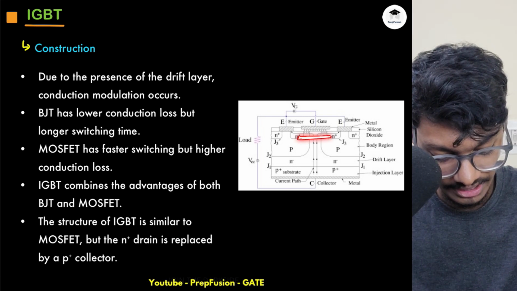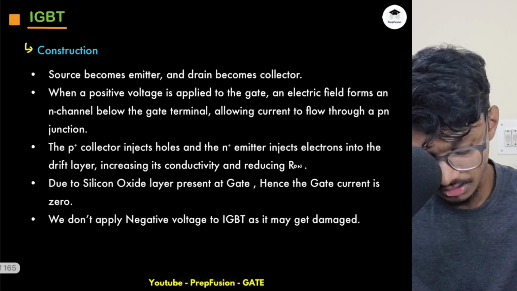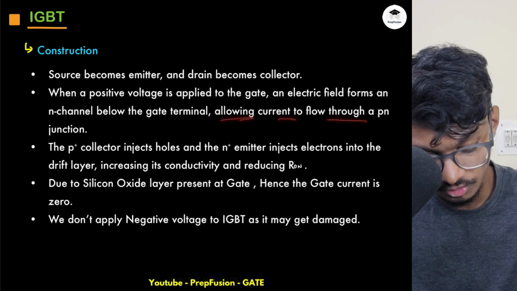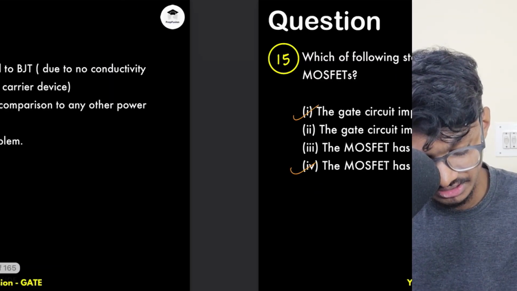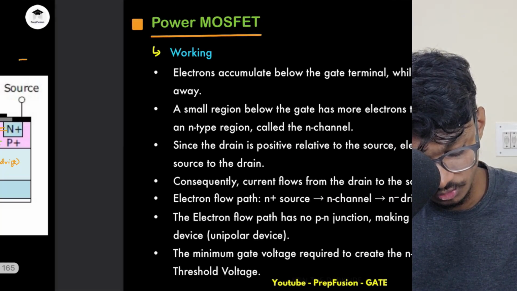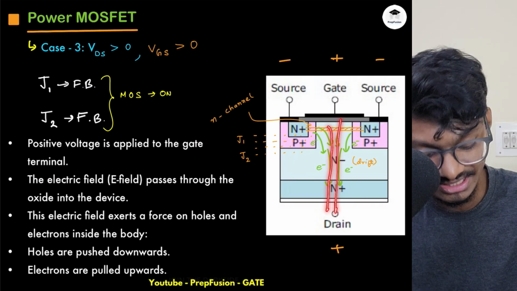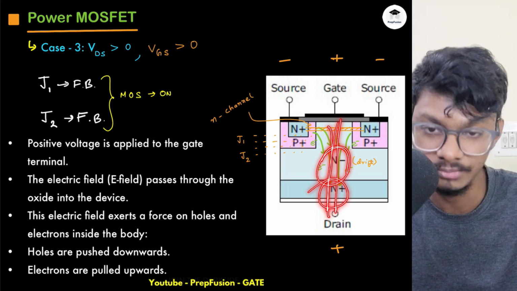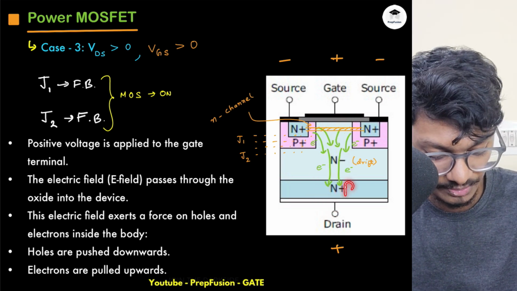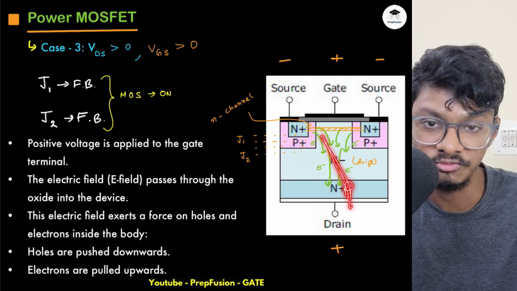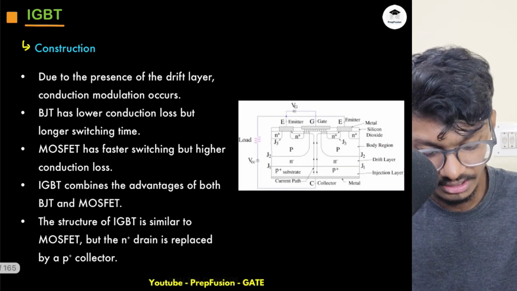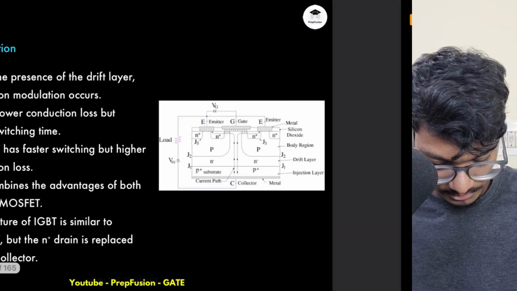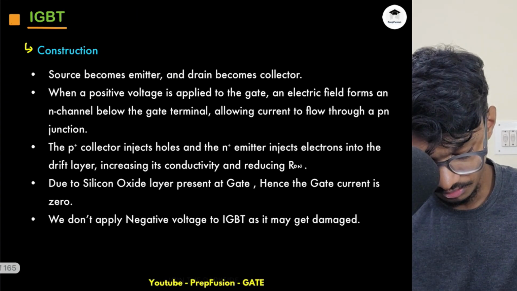So an N channel has been formed here below the gate terminal, allowing current to flow through a PN junction. Previously, current was totally flowing through this N channel only, through this N minus and N plus. Now there is a PN junction. This is P, right? So current is flowing through the PN junction, which means it will be a minority carrier device now.